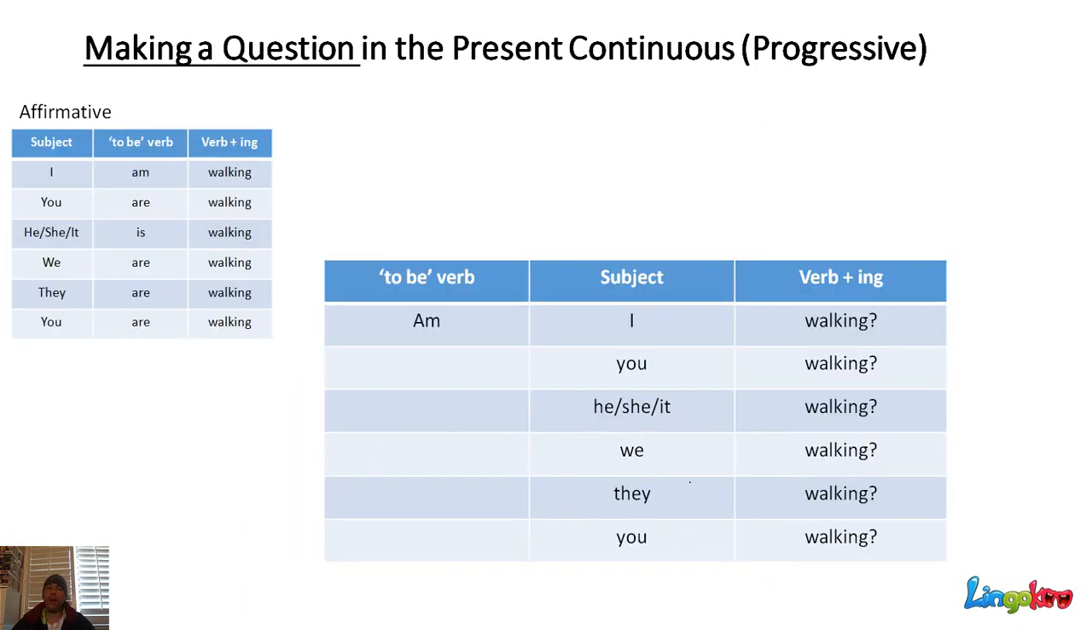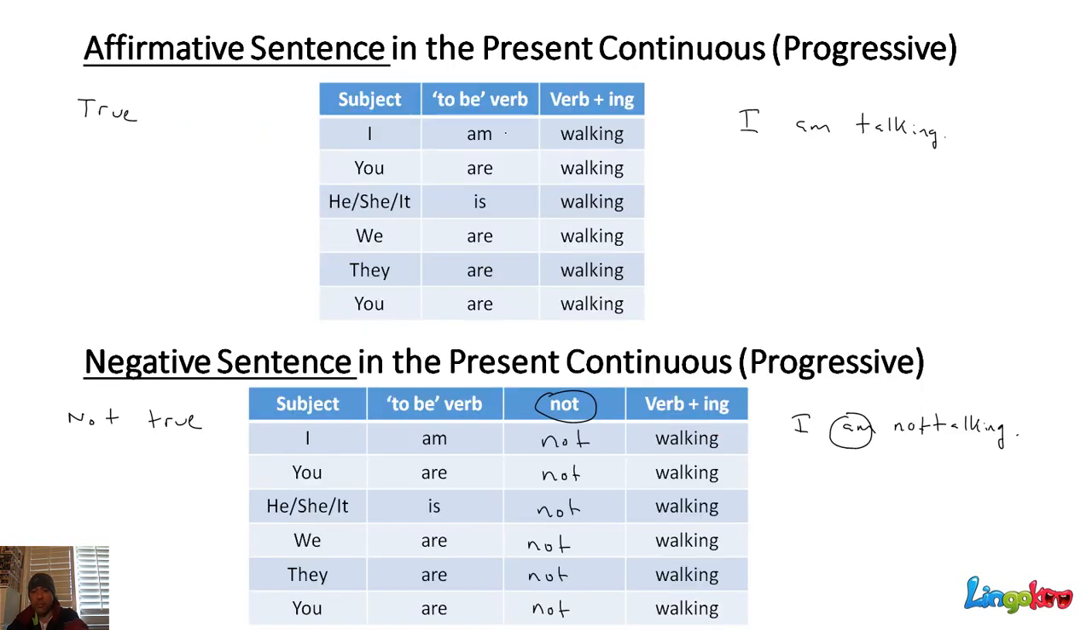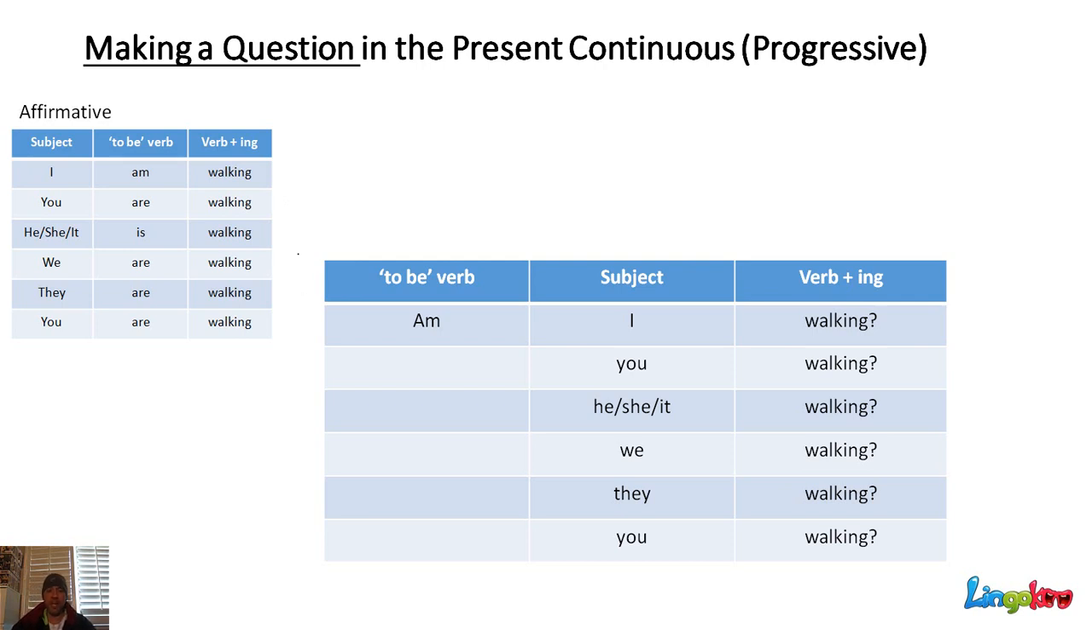Okay, so how about if I want to make a question? How do we make a question in the present continuous or present progressive? So we have the table here, the information for the walking in present progressive, right? I put it again here so you can see it. To make the question, what you need to do is find the to be verb. Where's the to be verb? Right here. And now you put the to be verb in front of the subject. And now you can make the question.